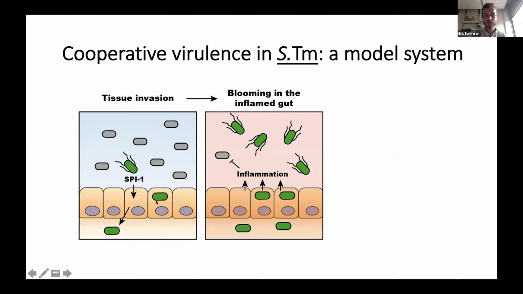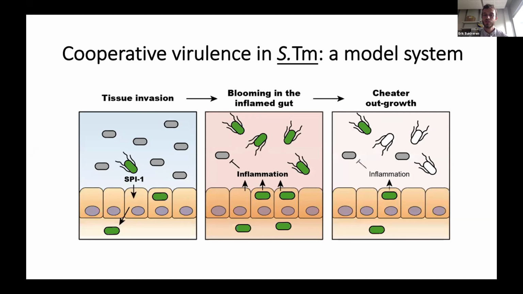And when it does this, it leads to a host immune response, and this triggers inflammation, which acts as a public good to fuel growth of Salmonella in the gut lumen and suppress the growth of the microbiota. So it allows it to have a favorable niche. What we also know is that over time, you have cheater mutants that start emerging and overgrow the population, such that if enough of these emerge, you actually start losing the ability to trigger inflammation, and then the population of Salmonella starts to go down.